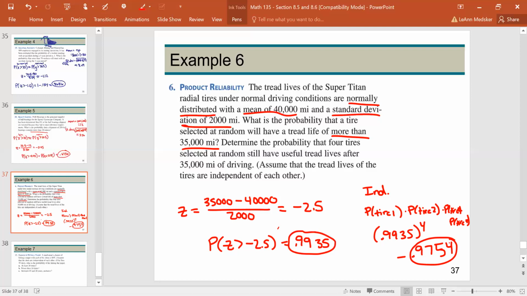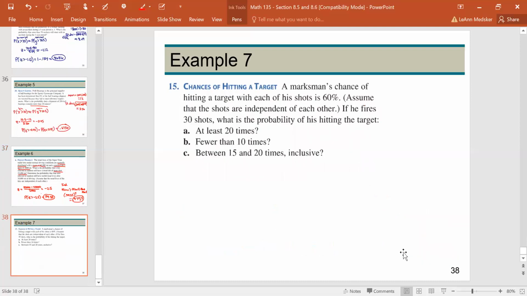Okay, and then we're on our last one for the set of notes, and it is example 7. A marksman's chance of hitting a target with each of his shots is 60%. Assume that the shots are independent of each other, so we know a probability of success. We know they're independent. He's firing 30 shots, so that's a fixed number of trials. So this is binomial.